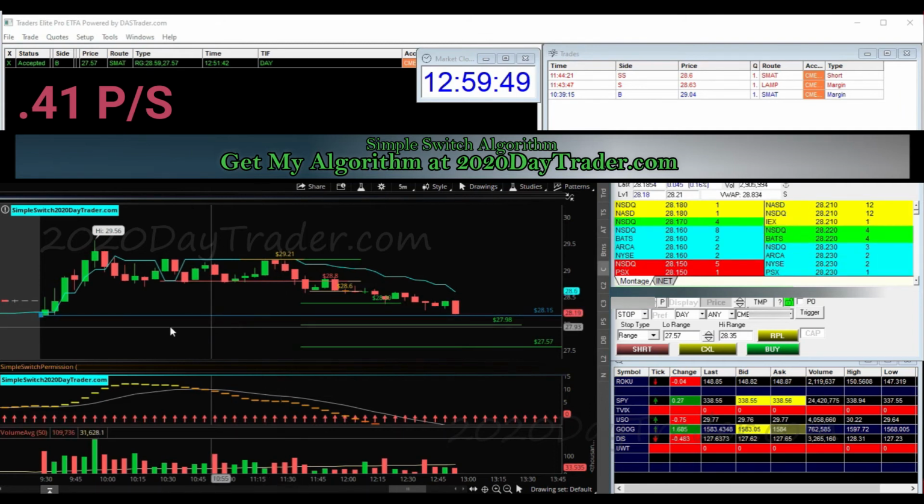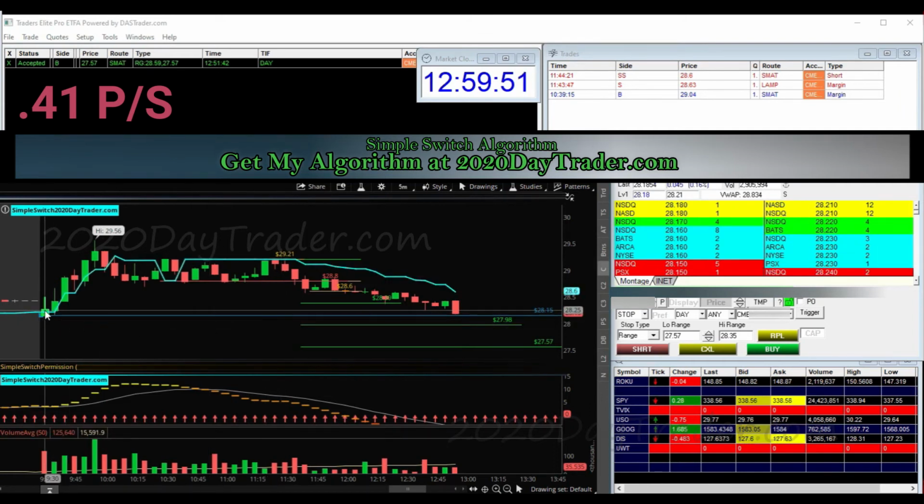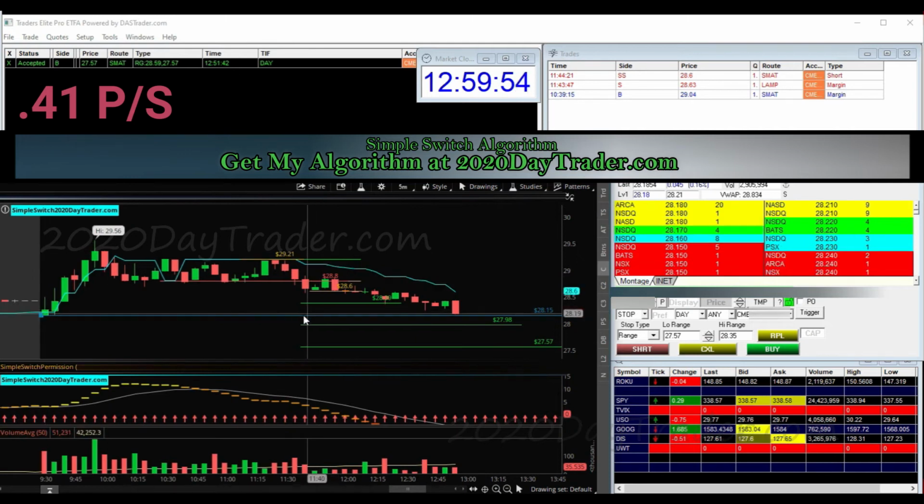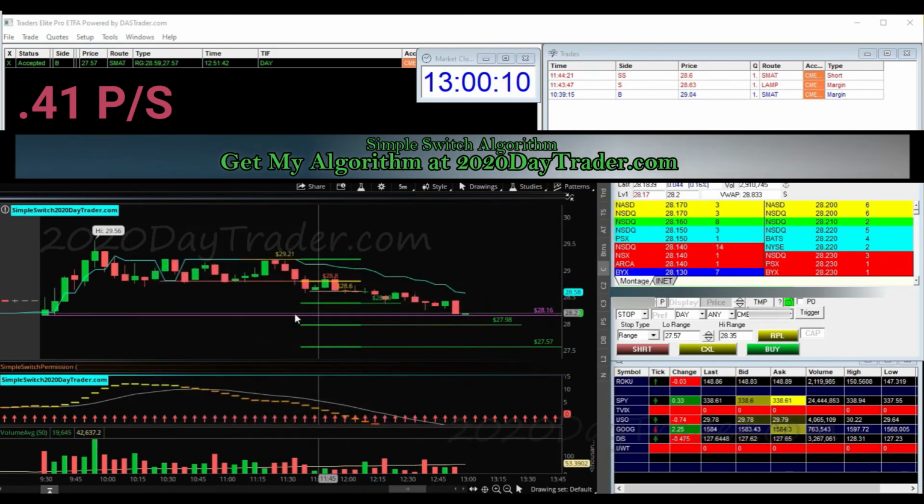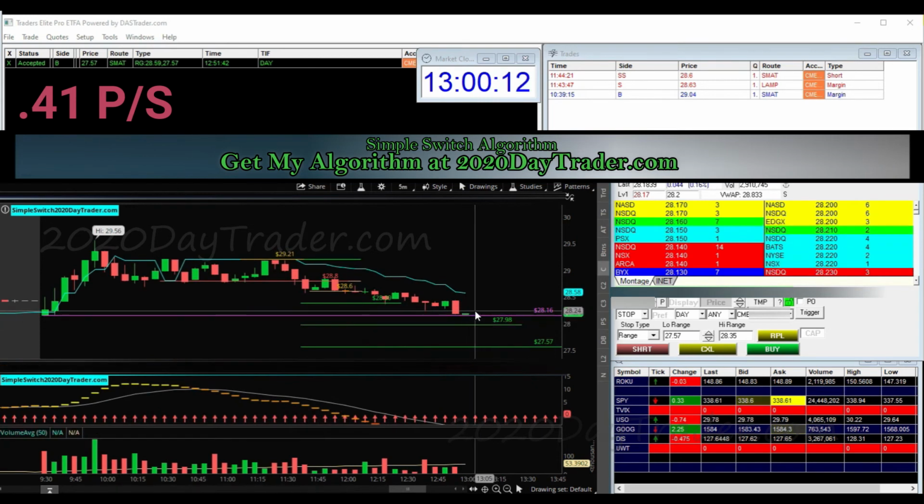Oh no, it's not a penny above 20. What is low of day? 28.16 low of day. If you can't get it right on the number, double click on it: 28.16. All right, cool. So we're right on low of day. So this could be a bounce area.